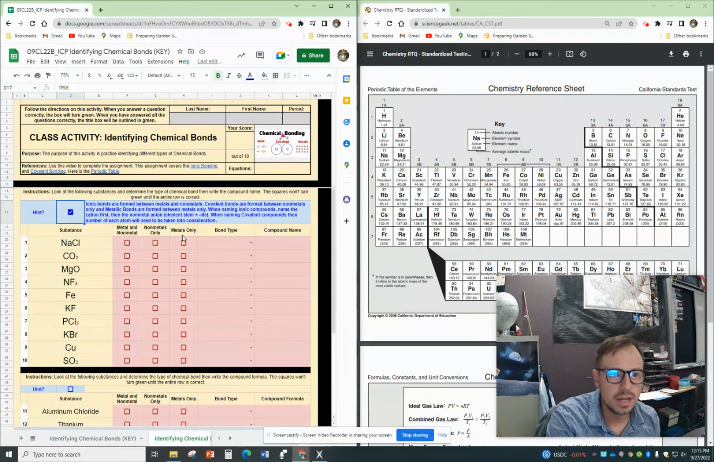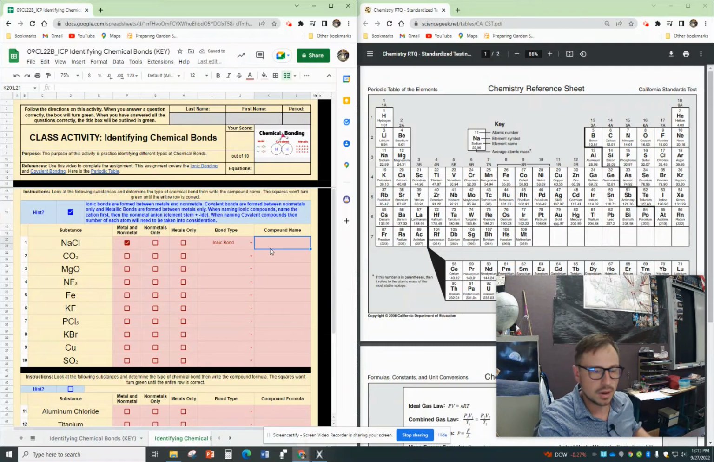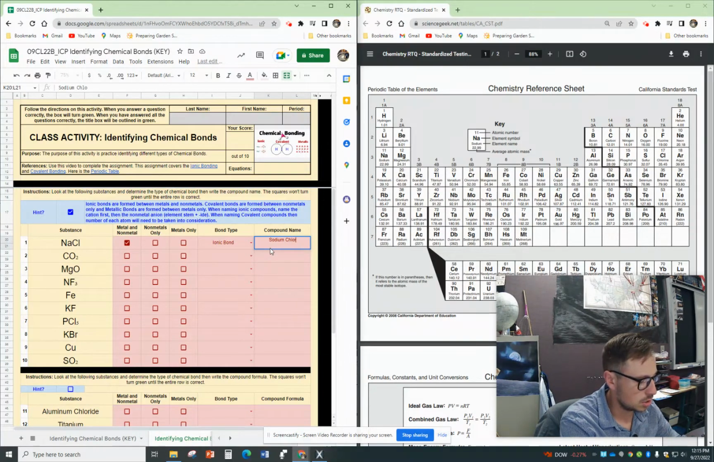So let's go ahead and do the first one. I've got NaCl. Sodium is number 11, so it's a metal. And Cl, that's chlorine, number 17 over here. It's a nonmetal. So it's a metal and a nonmetal, and the bond type is going to be ionic because between a metal and a nonmetal, it's going to be ionic. Now, when I'm writing it, it's going to be sodium and then chloride. So remember that last one.